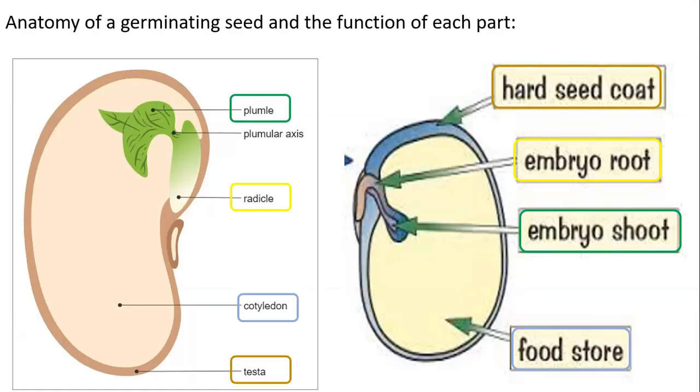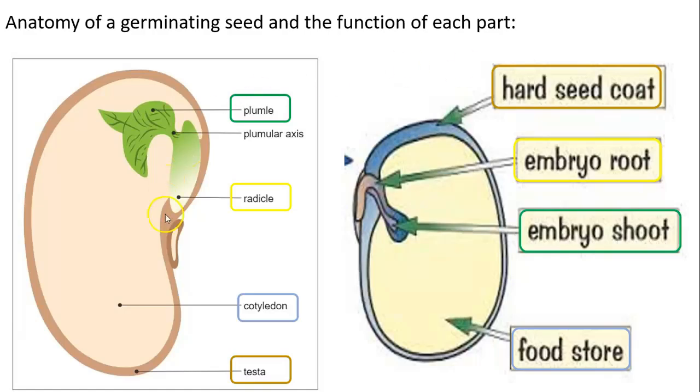Finally, let's take a look at the anatomy of a germinating seed and the functions of each part of this seed. First, we have the testa. The testa is the hard coat. Watch the color coding. Each scientific term has the same color as its definition. So the testa is the hard seed coat. It's what bursts in order for germination to happen.